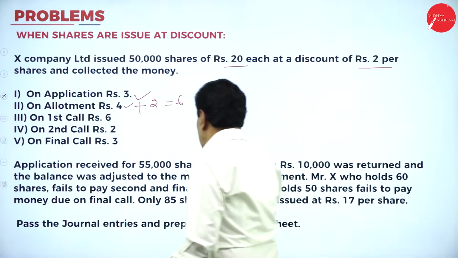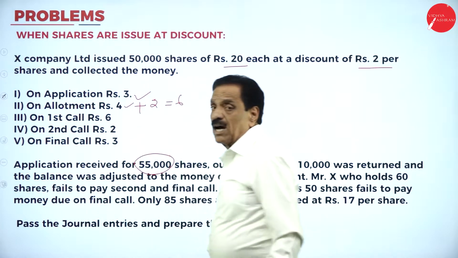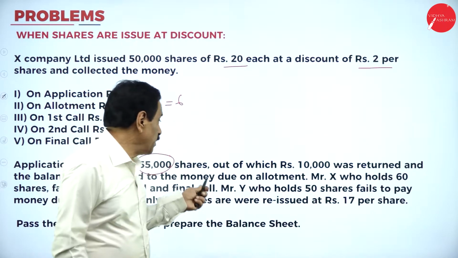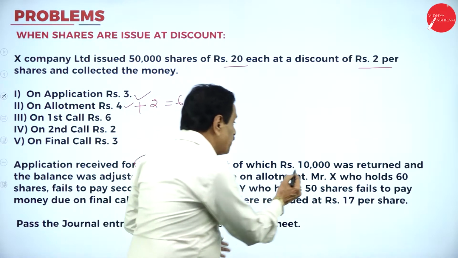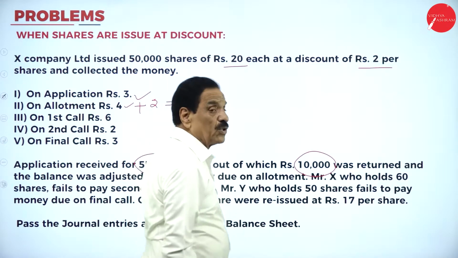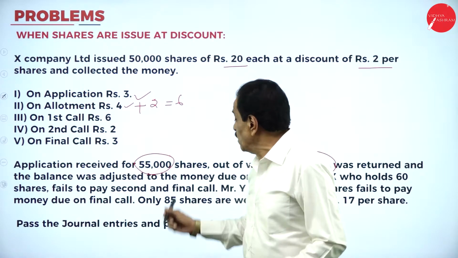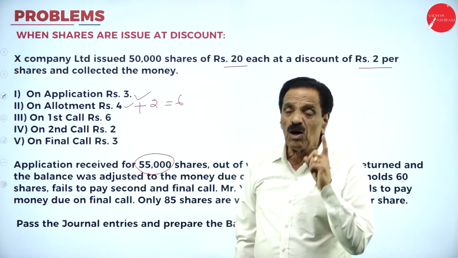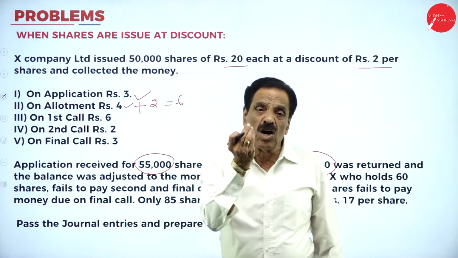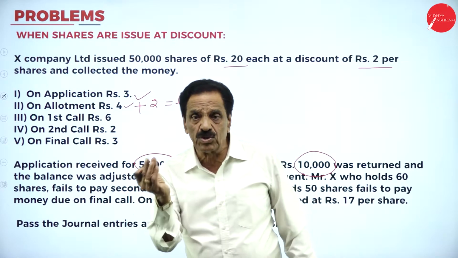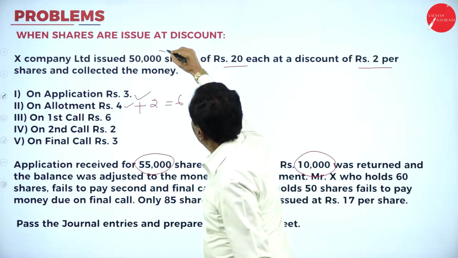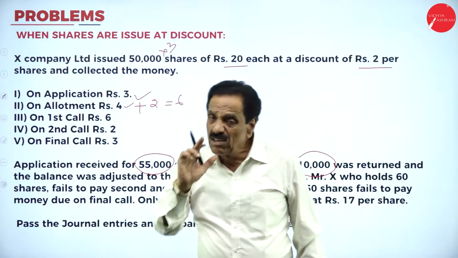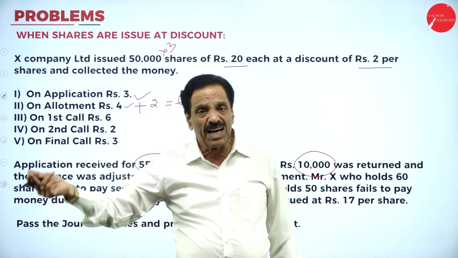The company received 55,000 share, means application 55,000. How many shares are there? 50,000. How many application received? 55,000. Out of that, 10,000 rupees, they say, was returned. That is 55,000 into 3 is 1,65,000 we received. Out of it, how much returned? 10,000. How much till we have got? 1,55,000. Actually you require 50,000 into 3, 1,50,000 only. How much more is there? 5,000, that is adjusted to allotment account.